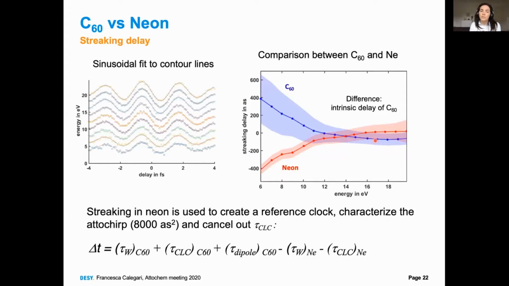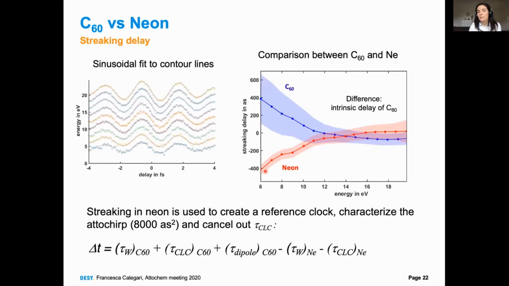We actually have contribution in this delay, as I said, of different things. So not only the Wigner delay, but also the laser Coulomb coupling. So we need a sort of reference to cancel this contribution. The way we did that was to inject also neon, and so to perform a simultaneous experiment in neon, and to use it as a reference.